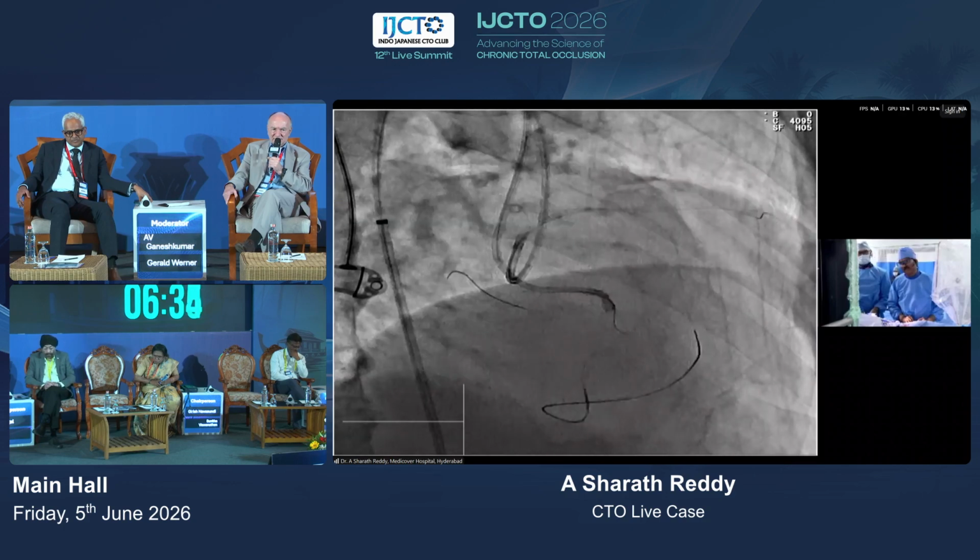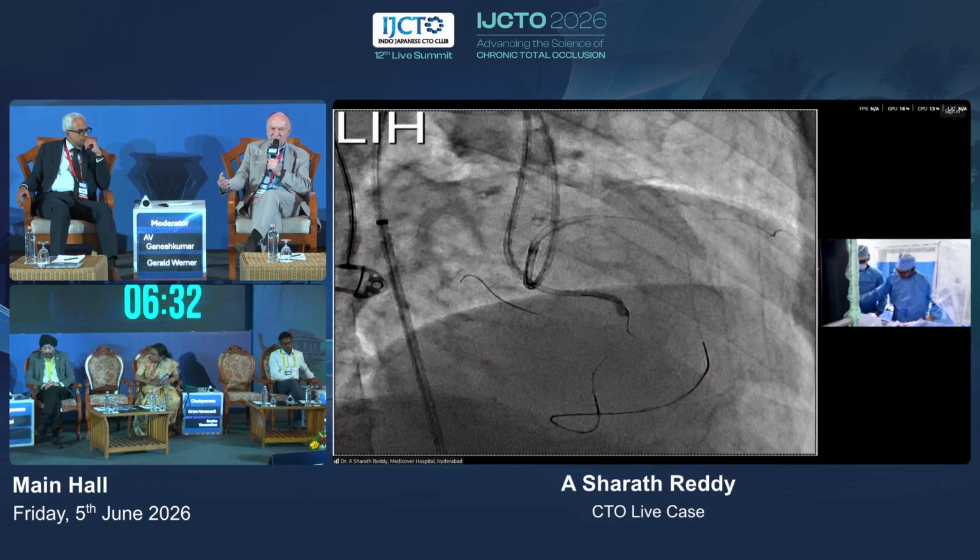Oh, okay. So the Gladius will not penetrate. The Gladius is a 14,000 wire. You need a Gaia 3 or a Conquest Pro. You have an Asahi on the table. Use one of these wires. I tried antegradely with all these wires, as I already showed. The problem is they're just skipping into the side branch, and it's a matter of the tip shape.